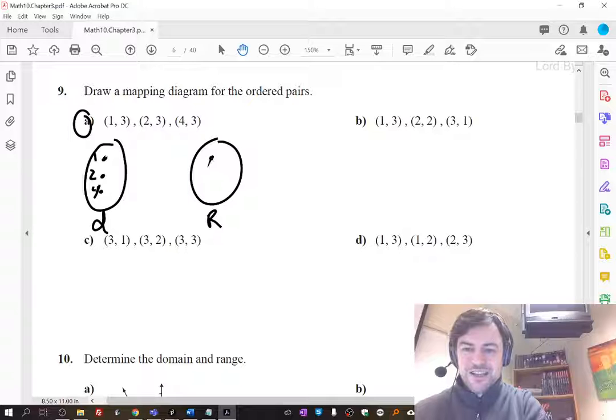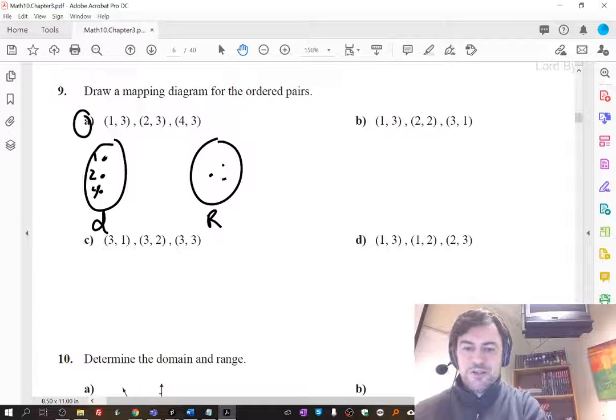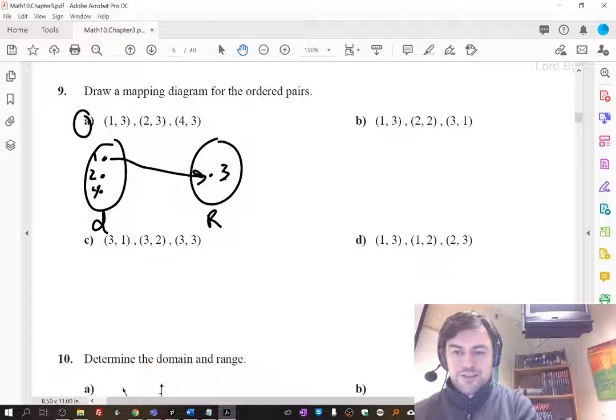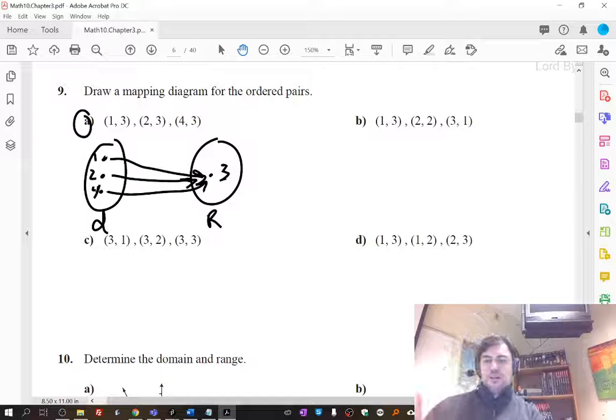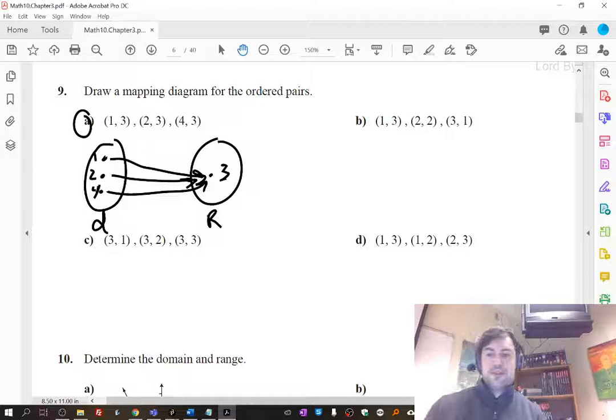Over here, I'll try again. I'll have 3 numbers. Actually, I just have 1 number over here, which makes it a little easier. It's 3 in all of the y's. So these are just going to be arrows all drawn to the same number. That one, and that one. They're all mapping to the same number. There's my mapping diagram for this relation, this set of ordered pairs.